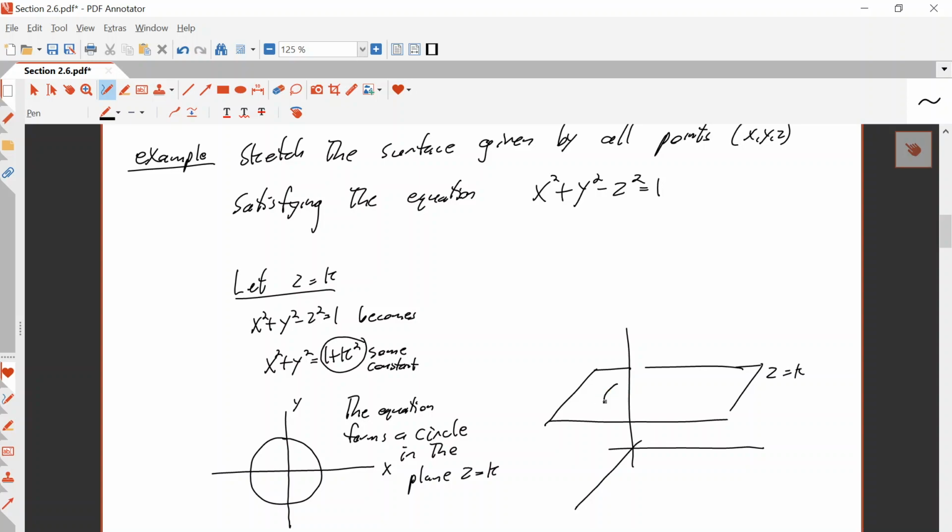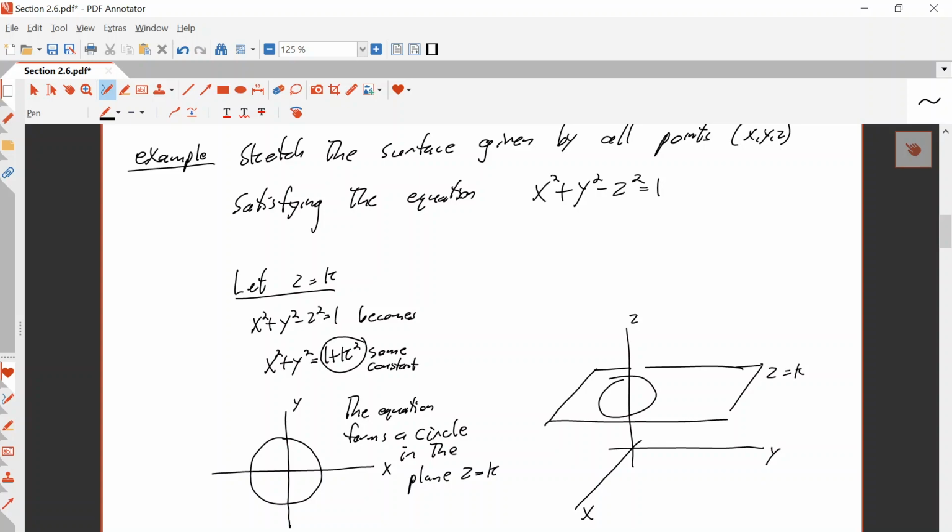All right, and then x and y form a circle, and there it is. A circle of whatever radius it might be. Okay, so we've got in the planes parallel to the xy plane circles. So now the question is, what is the silhouette that all those circles make?